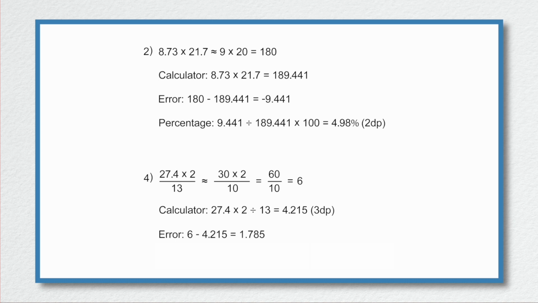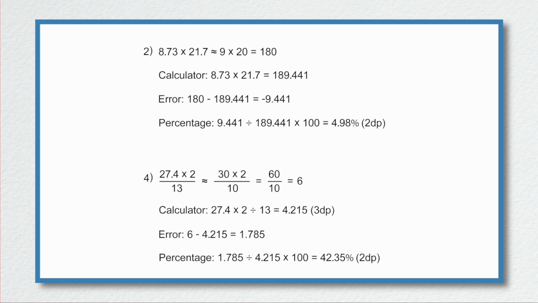Let's repeat the process for question 4. So we have our error, 1.785. We'll divide this by 4.215, then multiply by 100. And we get the answer 42.35 to 2 decimal places.